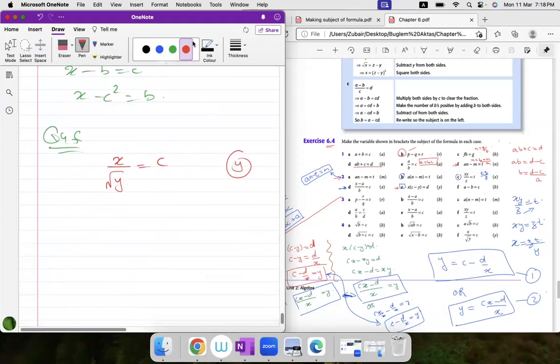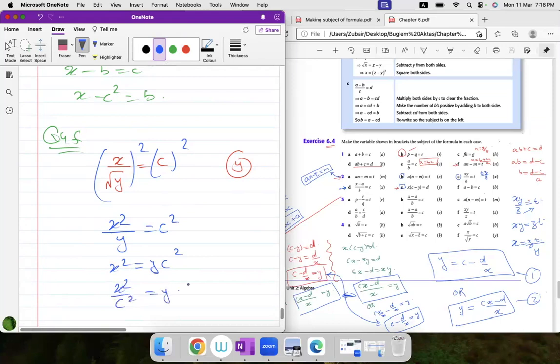Now again, we could either do this squaring first. This is X square over Y equals C square, right? And then cross multiply. X square equals YC square. Then X square over C square equals Y. That's one way.